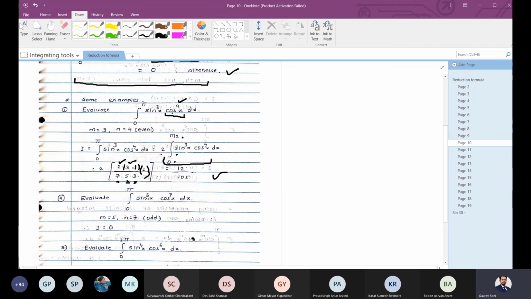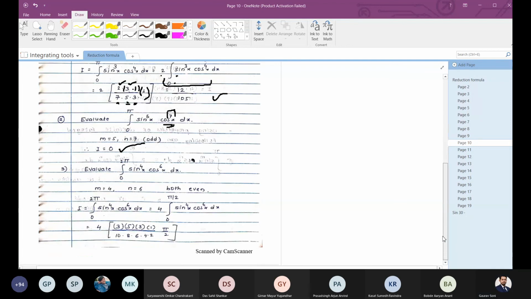In the next case, look at 0 to pi: what is the power of cos? It is odd. Answer is 0. So 0 to 2 pi, if both are even, then I can write this as 4 times 0 to pi by 2 this. Now we have the formula for sine raised to 4 and cos raised to 6. So 4 minus 1, 3. 6 minus 1, 5, 3, 1. Add both of them. 10, 8, 6, 4, 2 multiplied by pi by 2.